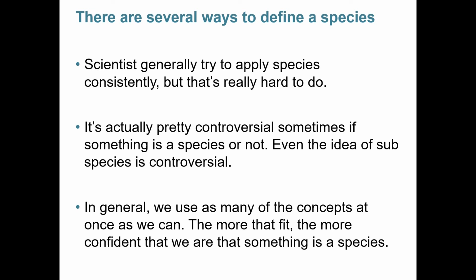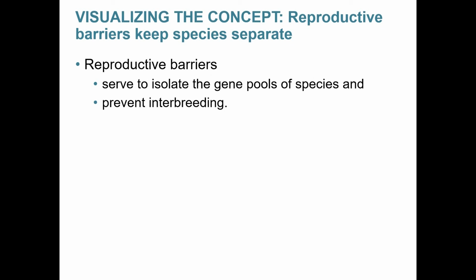Alright, so with all that said, most of the time we'll still be relying on the biological species concept, because it's the most common one that we like to use. I mentioned that it relies on an idea of reproductive isolation. Reproductive isolation is set up by what we call reproductive barriers. These are things that keep species separate. They serve to isolate the gene pool of species and prevent interbreeding.